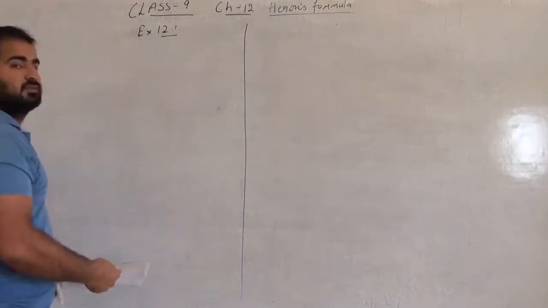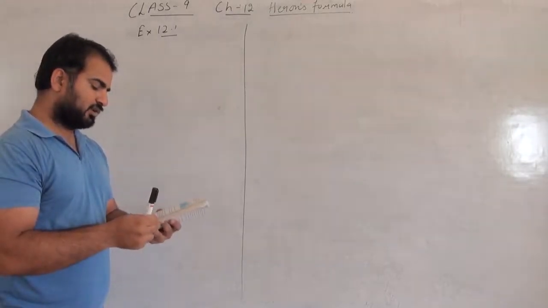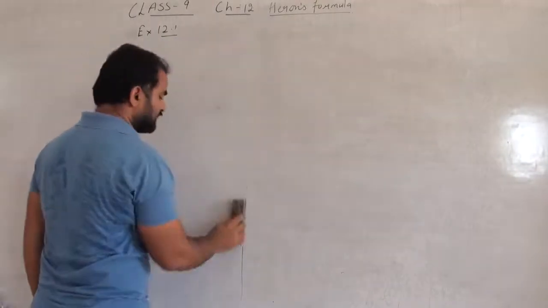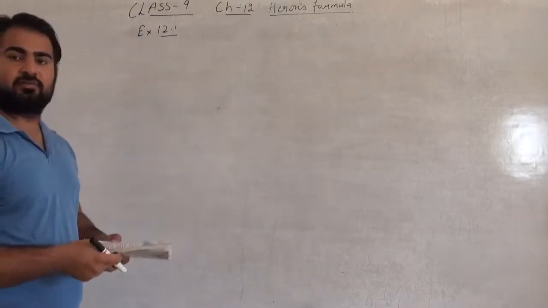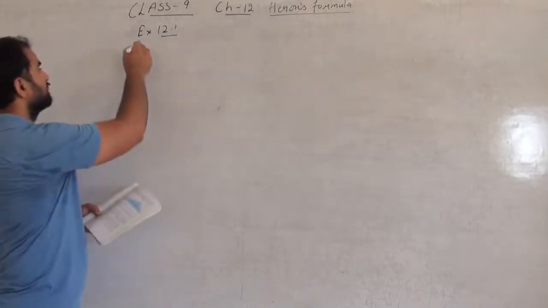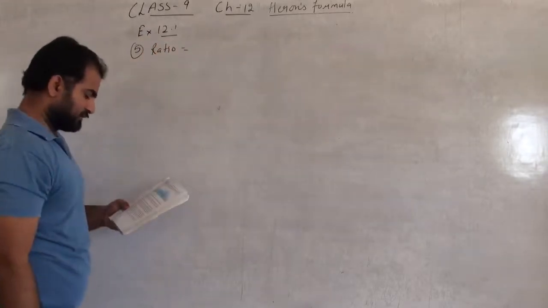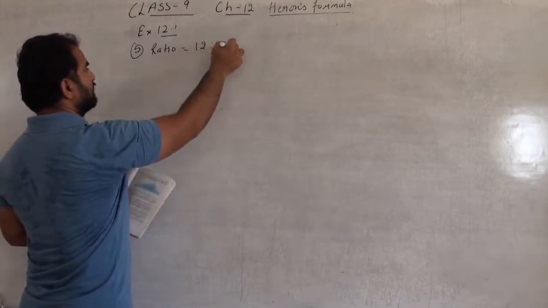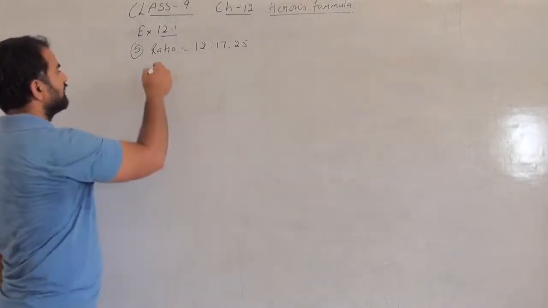Okay, question number 5 is: sides of a triangle are in ratio 12, 17 and 25. Okay class, the sides of a triangle are given in ratio 12, 17 and 25. So given ratio is 12, 17, 25. Done. Now what we have to do then?